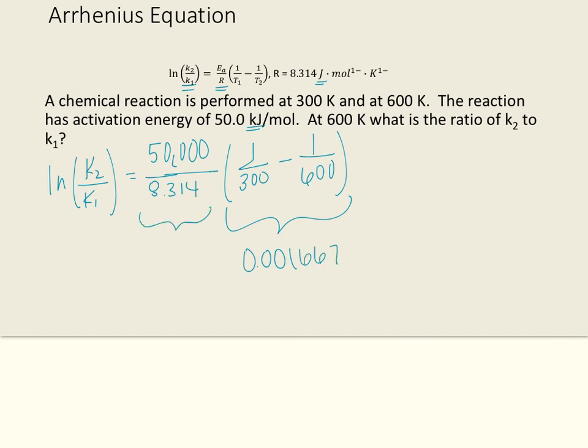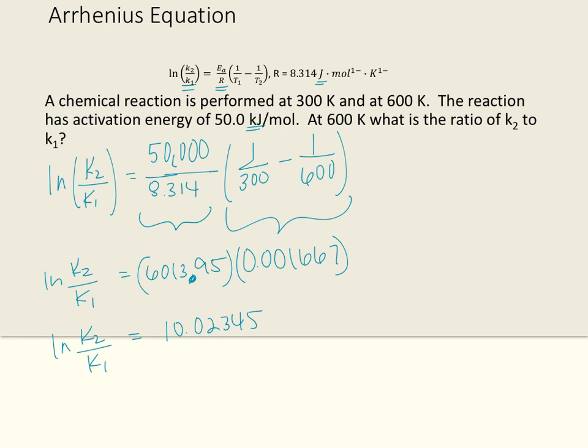And then 50,000 divided by 8.314 is 6,013.95. So if I multiply those two together, skipping ahead, I get 10.02345 for the natural log of K2 over K1. So exponentiating both sides, my ratio of K2 to K1 is equal to, I didn't calculate it, 22,500. So K2 is 22,500 times more than K1.